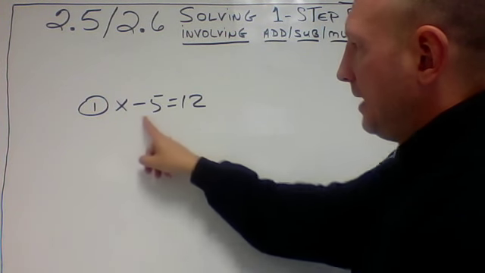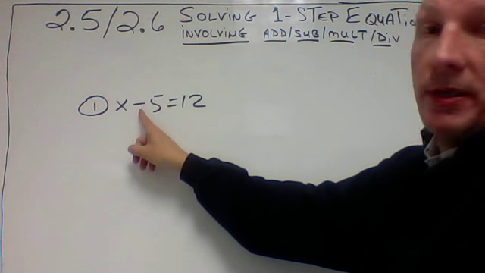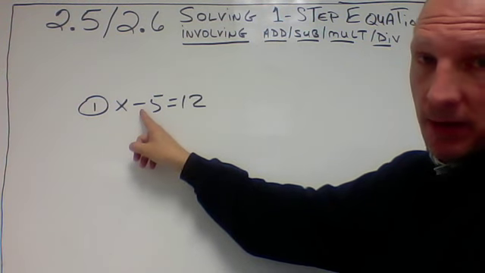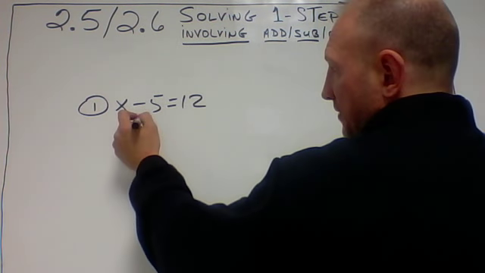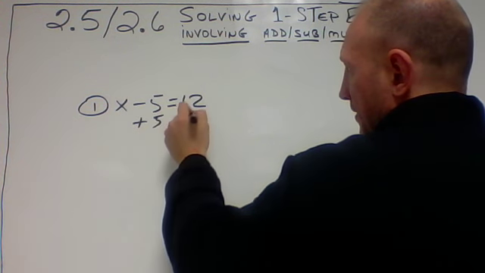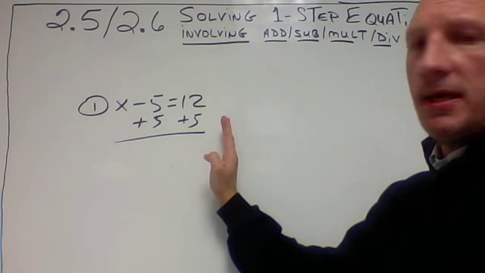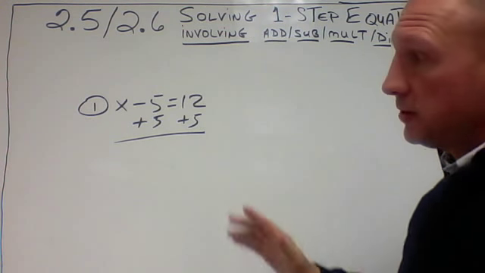Now it looks like I'm adding and subtracting. I have an addition or subtraction sign in between, so that means I'm going to do an addition or subtraction step to get rid of it. But I'm going to do the inverse, or the opposite of it. So if I'm subtracting 5, I add 5. And whatever I do to one side, I have to do to the other side. Just like if I'm doing something to a fraction, whatever I do to the top, I've got to do to the bottom. It works the same way.